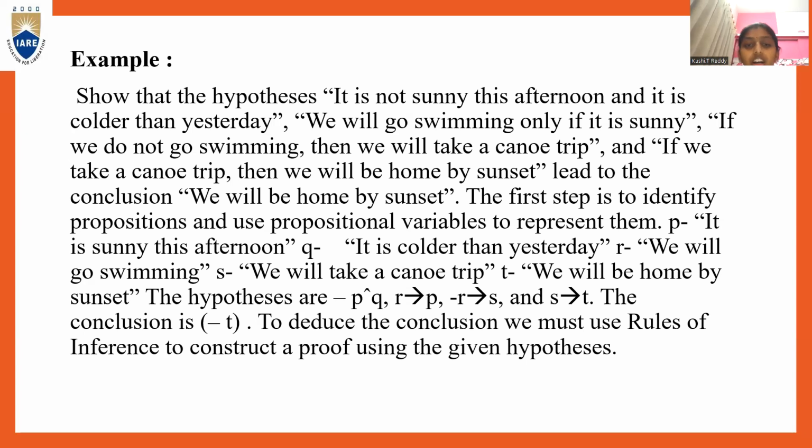And the fourth proposition is that if we take a canopy trip, that is S, then we'll reach home by sunset. So S implies T. So the four propositions are negation P and Q, R implies P, negation R implies S, and S implies T. So these are the four propositions, and the conclusion should be T, that is, we will be home by sunset.